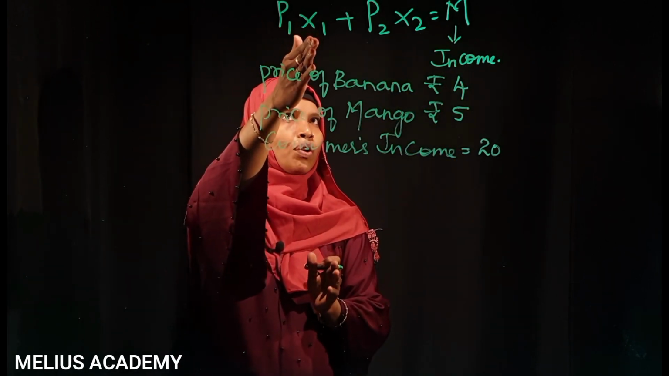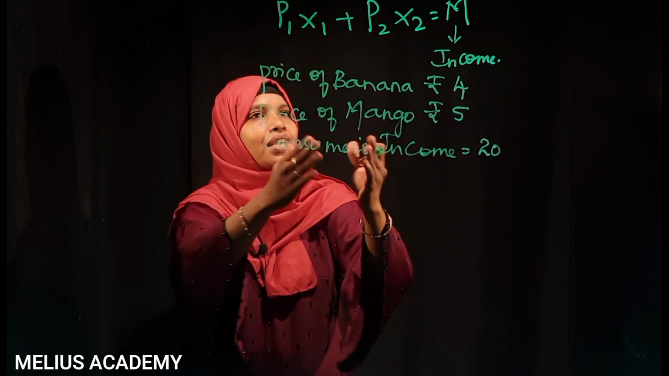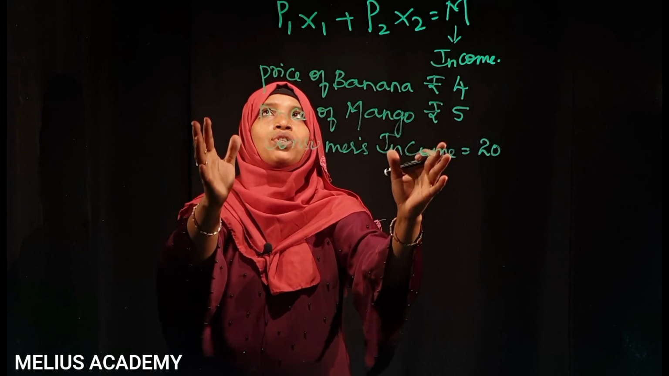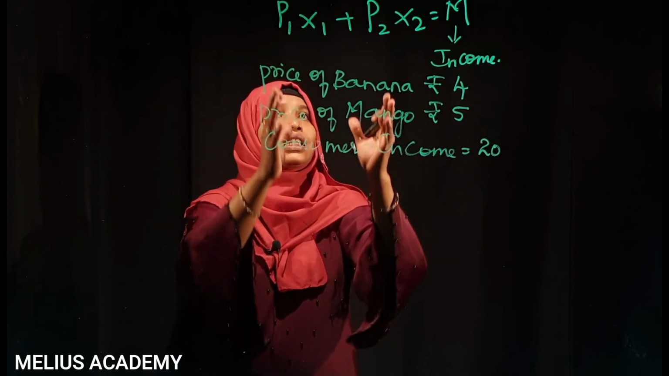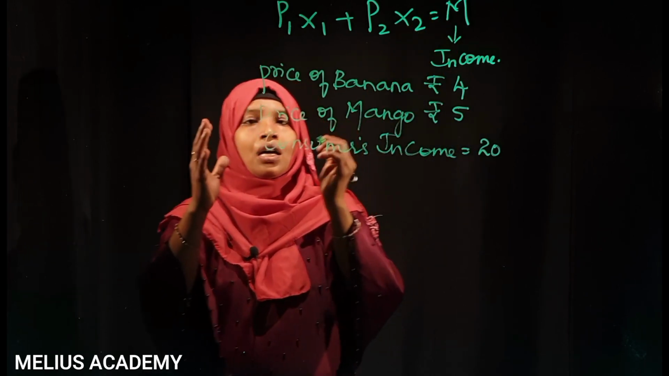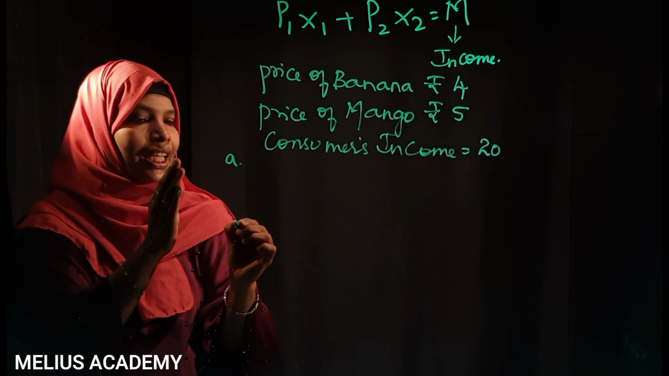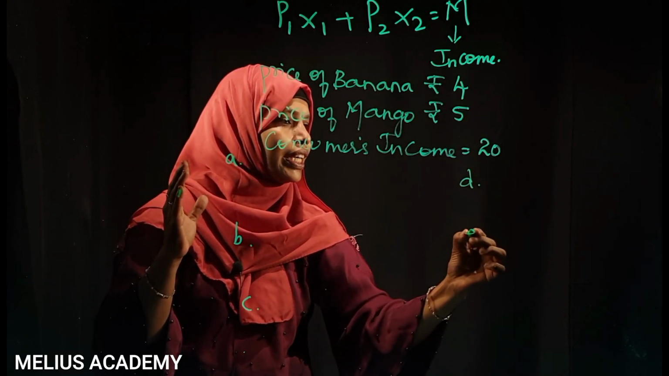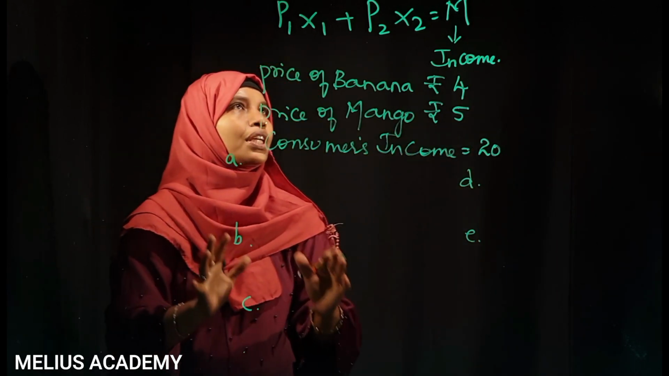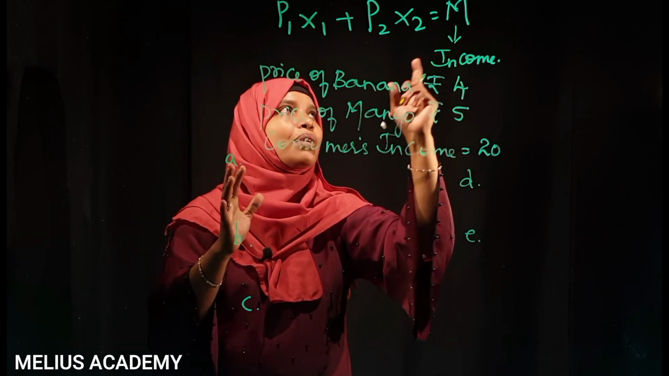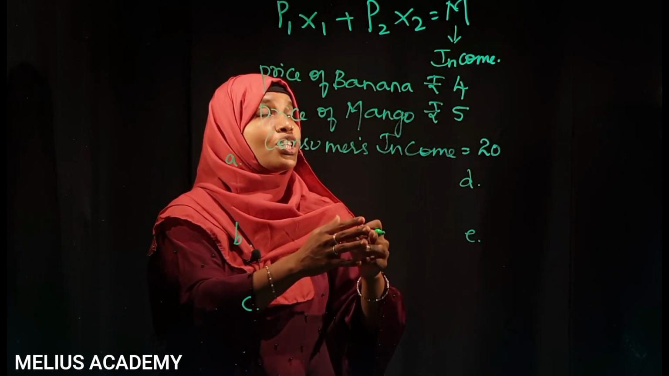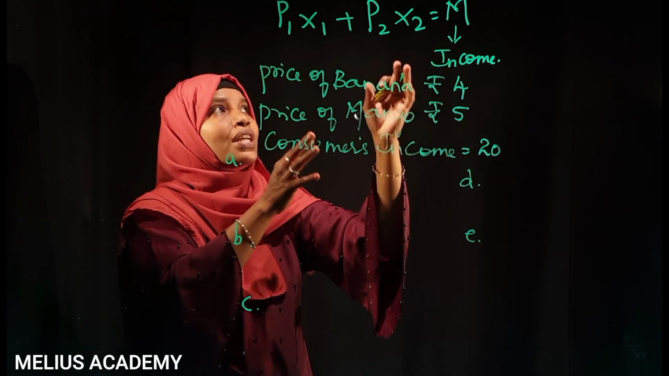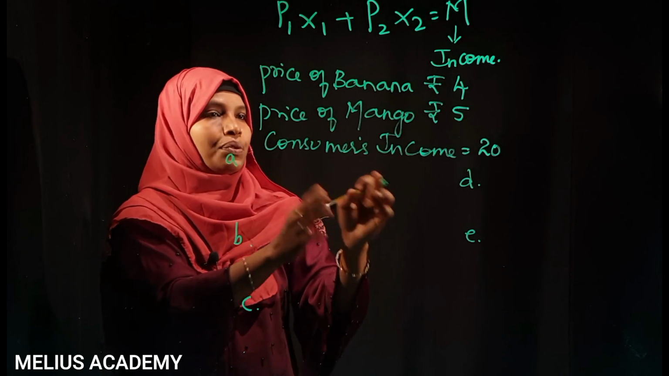We can do this based on the formula also, but I'm telling you why this formula is linked to this. Now we have to calculate based on the information given to us. We have 5 questions, A, B, C, D and E. The first question is, how much of bananas can she consume if she spends her entire income on that good?